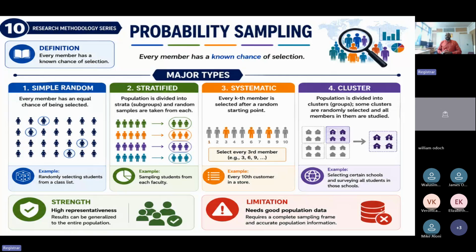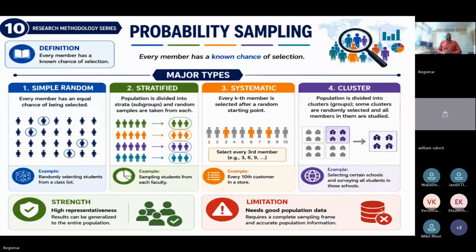So the major types of probabilistic samplings are simple random. The second one is stratified. The third one is systematic, and the fourth one is cluster. So this we have discussed. I think this is the sixth time I'm discussing what is simple random sampling in my sampling techniques research lecture. Every member has an equal chance of being selected. This is simple random sampling.